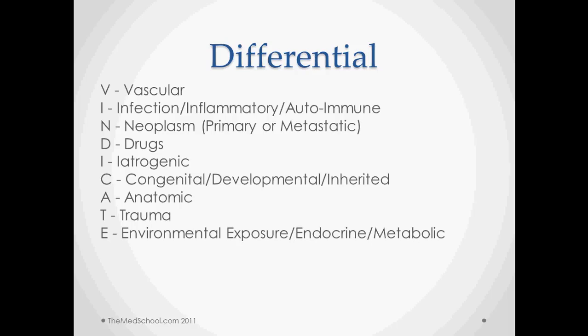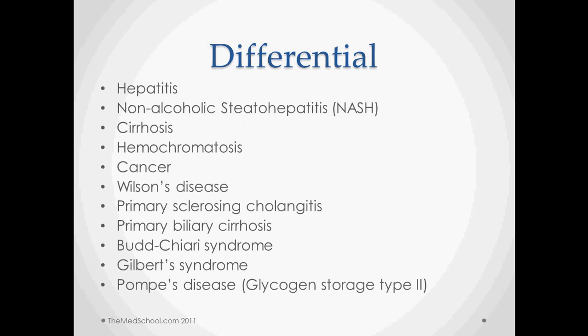Neoplasms, hepatocellular carcinoma is an important thing on this differential. And drugs, like I mentioned, we'll go through the drugs that cause liver damage later on. Iatrogenic, I can't really think of an example there. Congenital, developmental, or inherited. You can have primary biliary atresia in neonates, as well as anatomic problems. Trauma could cause a liver problem, as well as environmental exposure, endocrine, metabolic.